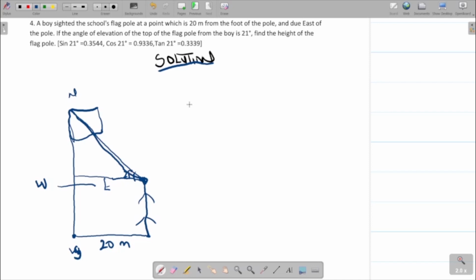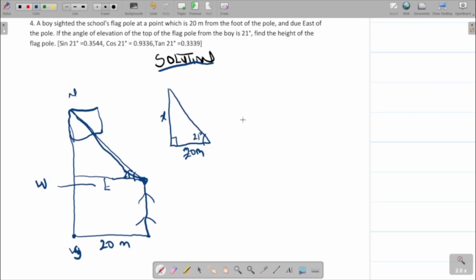Now, from here we can draw out our triangle, because as you can see, it's already a right angle triangle. And this is 21 degrees. So if we have to solve this, we are solving a right angle triangle. This is set to be 20 meters, and we assume that this is the height of the pole they are talking about. So that's the pole side. We are looking for the x.